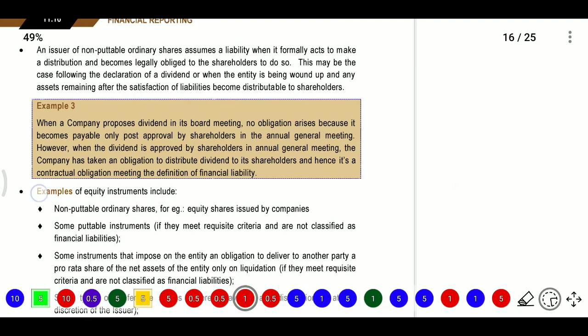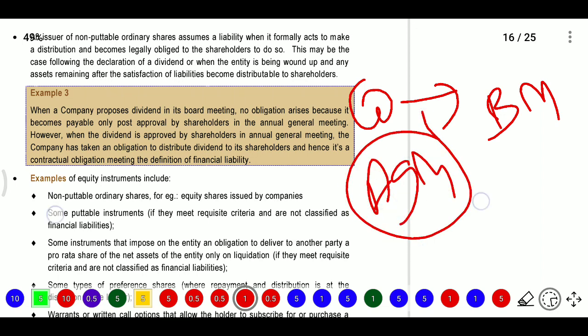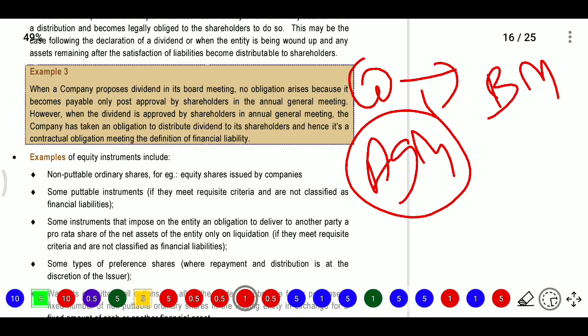Here they provided some examples. In this example, a company proposes some dividend in a board meeting. When will the shareholders get the right to the dividend? When the company's AGM is conducted and the shareholders' approval is given in the AGM, then the shareholders get the right to the dividend. So the company has an obligation to distribute only when the AGM is conducted. In the AGM it is disclosed and approval is taken, and only then does the contractual obligation meet the financial liability. Then only are they liable to pay in cash, and when paying in cash is required, it becomes a financial liability.